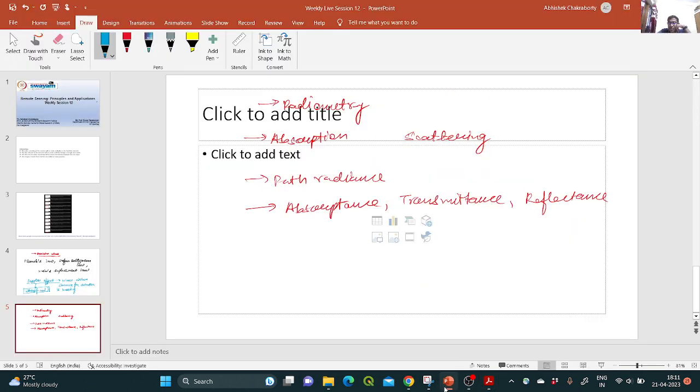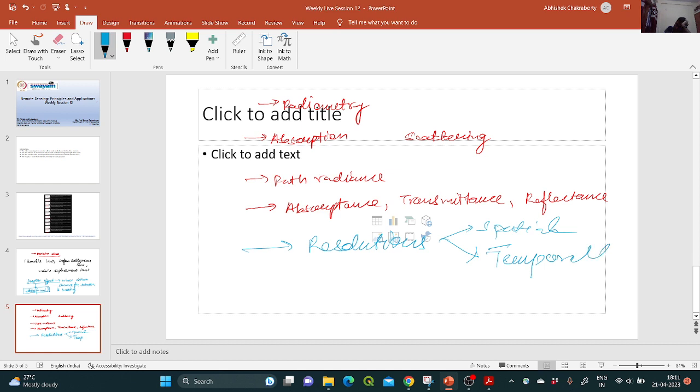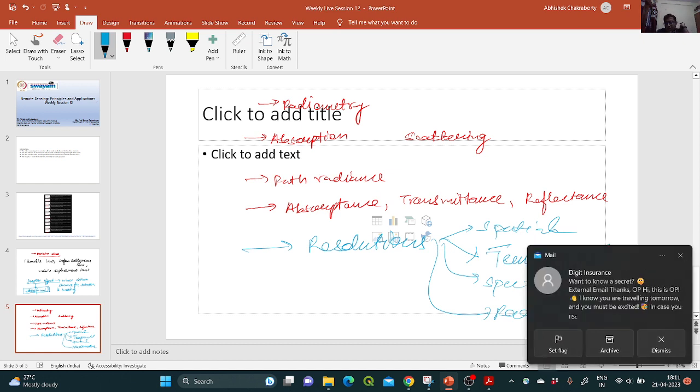So you learnt about the four fundamental resolutions. The four fundamental resolutions are the spatial resolution, temporal, spectral, and radiometric. So spatial resolution is the fundamental size, I mean the least fundamental size which you can detect. That is what a spatial resolution is.